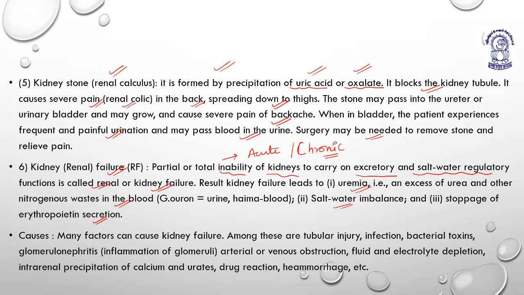Many factors can cause kidney failure. Among these are the trauma, tubular injury, infection, bacterial toxins, glomerulonephritis, inflammation of glomeruli, arterial or venous obstruction, fluid and electrolyte depletion, intrarenal precipitation of calcium and urates, drug reaction, and hemorrhage. So these are the possible causes of renal failure, that is kidney failure. Kidney failure or renal failure can be acute as well as chronic.